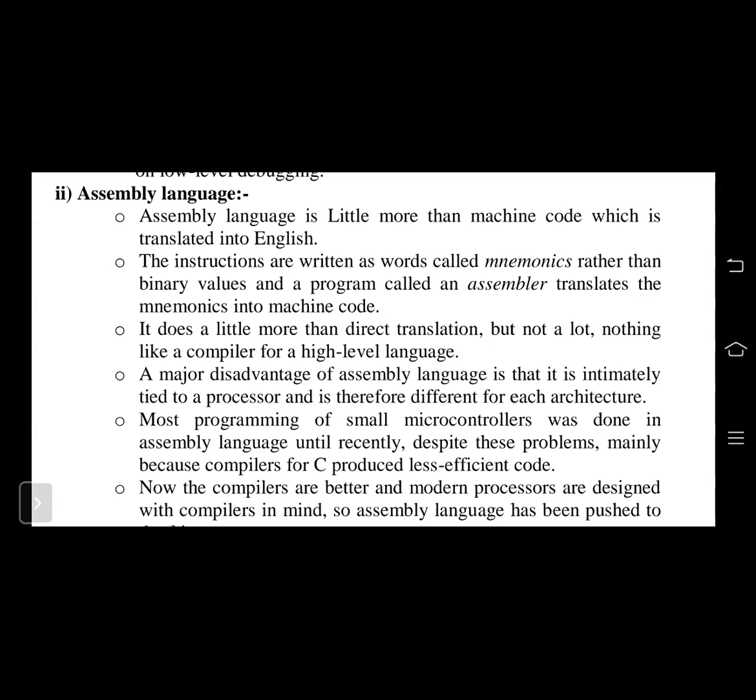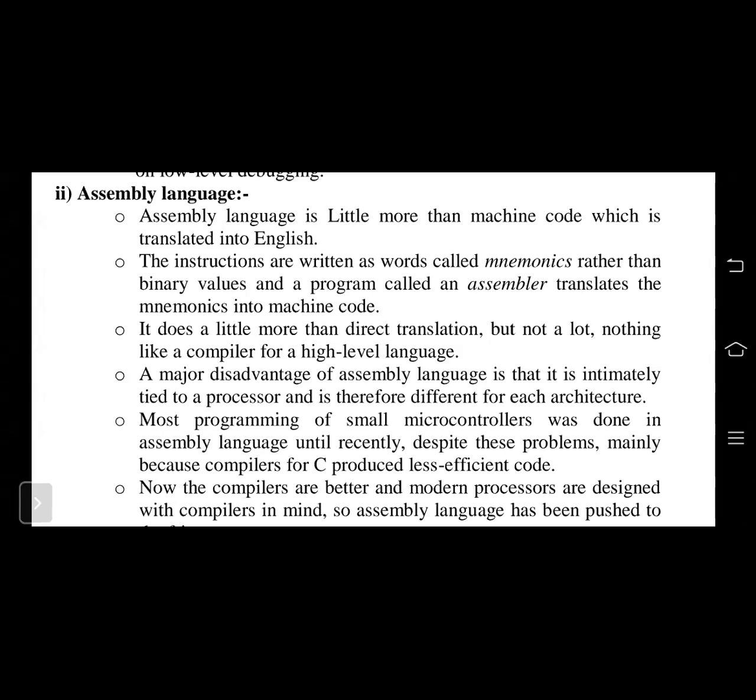And a program called an assembler translates the mnemonics into the machine code. Whatever instructions you are writing are called mnemonics, and the assembler translates these mnemonics into the machine code. Machine code means purely zeros and ones, purely binary. Clear?